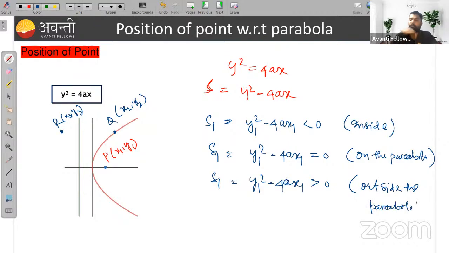Clear, everyone? So these are the conditions to check the position of a point with respect to the parabola. What is S? S is the left hand side of this equation. And S1? S1 is what you get when you put the given point in the given equation. Clear, guys?